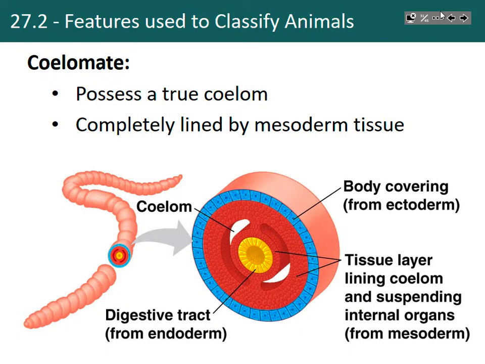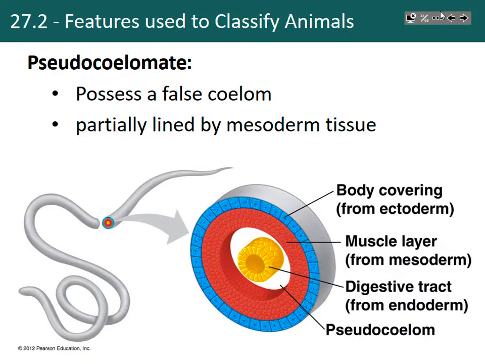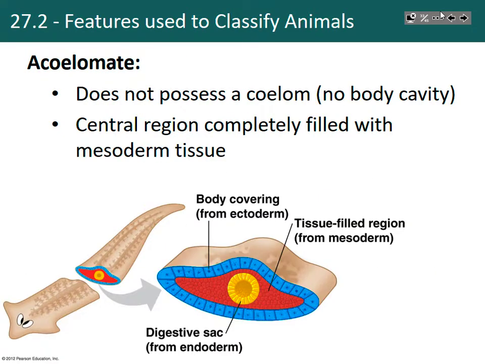The segmented worm, like the earthworm here, is fully coelomate. The roundworm, like the nematode, is pseudocoelomate. And then my favorite worm that we're going to look at today because they're so cute, the planaria, are acoelomate. They don't have a coelom at all. There's no space. Instead, the mesoderm completely fills the entire space between the endoderm and the ectoderm. So there is no body cavity. They just have mesoderm tissue filling that space.